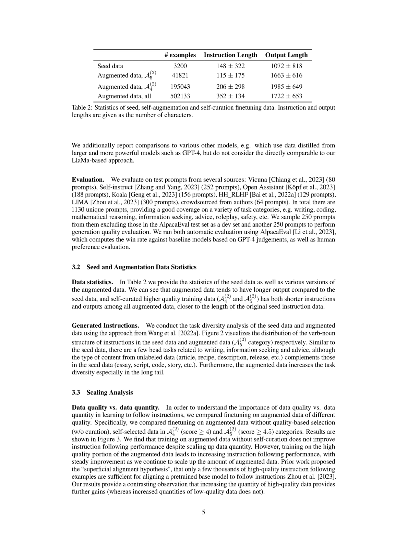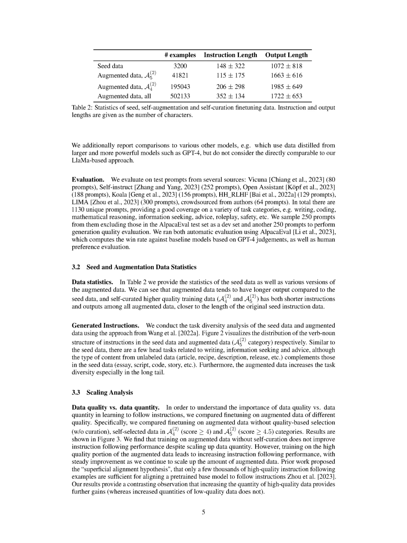We've used both automatic evaluation with Alpaca eval, which calculates the win rate against baseline models based on GPT-4 judgments, and human preference evaluation. In terms of data statistics, we've provided the stats of the seed data and various versions of the augmented data in a table. It's clear that the augmented data tends to have longer output compared to the seed data. However, the self-curated higher quality training data, denoted as A4-2 and A5-2, has both shorter instructions and outputs among all augmented data, which is closer to the length of the original seed instruction data.